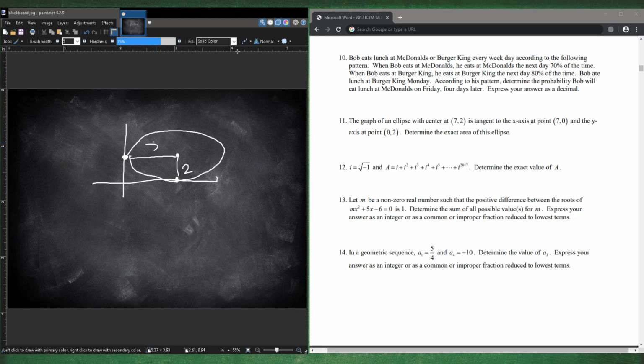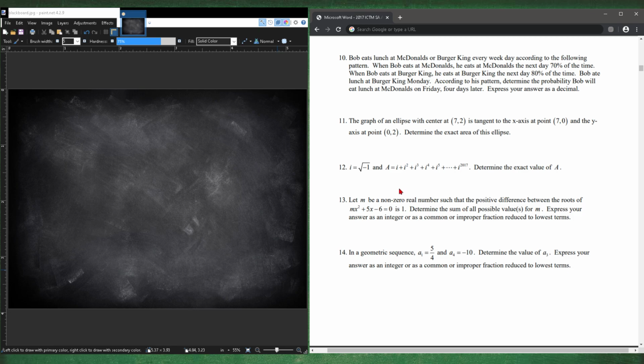To find the exact area of the ellipse, it's just one length times the other length. So 7 times 2 is 14, times pi. So that's your area. It's the same thing as a circle, which is pi r squared. But now the radius is not the same the entire time, right? Because now it's 2 and 7. Okay.